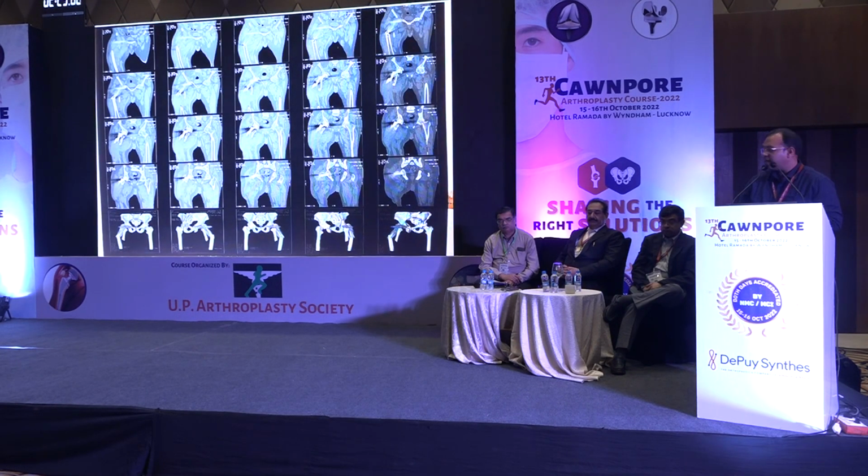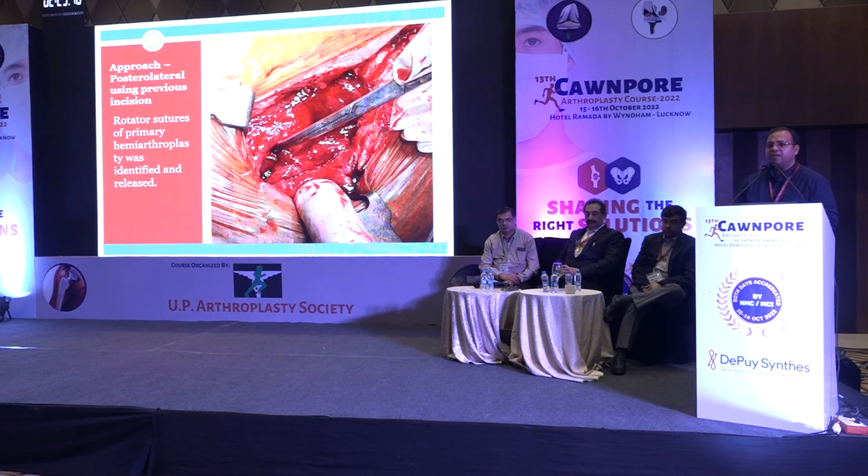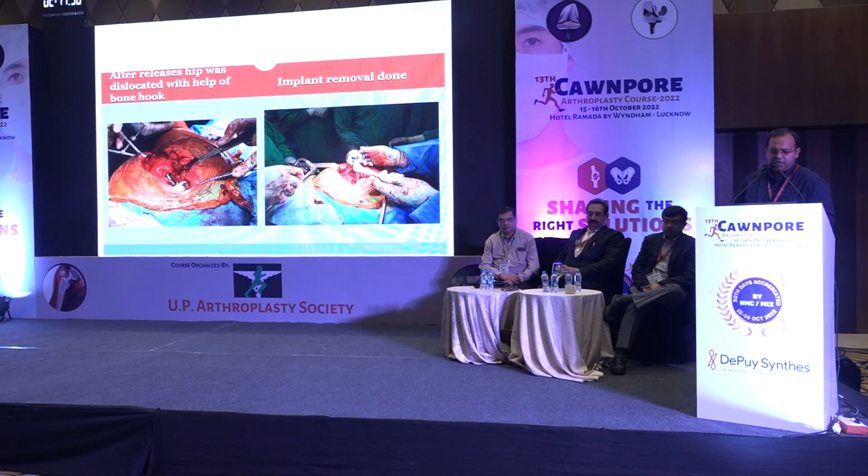So this is a CT scan which was there, and it shows the fragments. So we went back inside. We had tied the rotators with Ethibond. We found it stable. So we just had to untie the rotators, and we could separate out the piriformis and the external rotators. And after the releases, the hip was dislocated with the help of a bone hook to prevent any further damages.